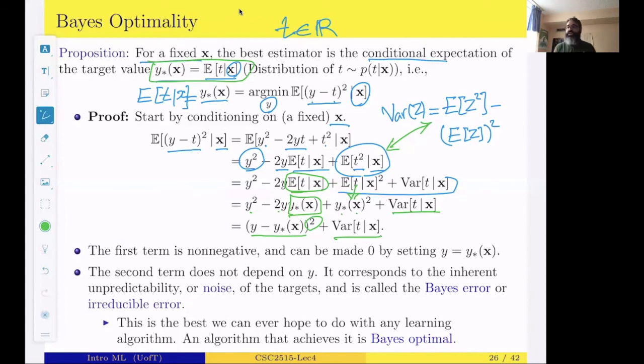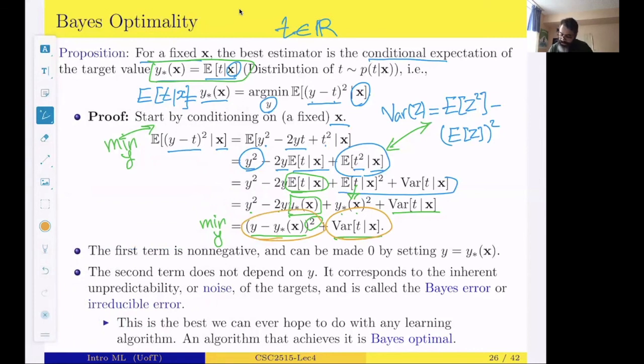So the first term is non-negative, and it can be minimized when y is set equal to y star of x. When I started here, I didn't say what y is, it was just an arbitrary number. But here, if I want to minimize over y, it's equivalent to minimizing this term. And you see that the second term, the variance one, does not depend on y, so it doesn't change the minimizer. But the first term is a function of y, and its minimum is when y is equal to y star of x.